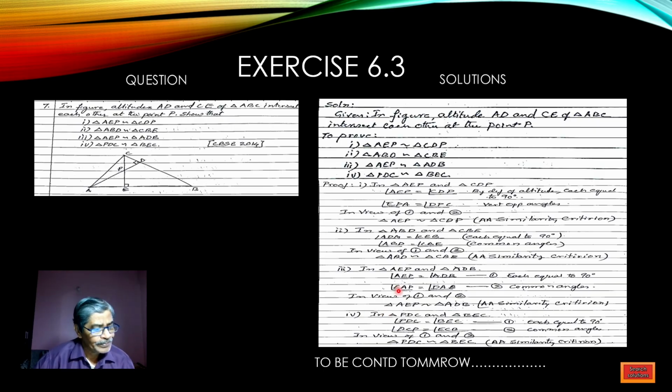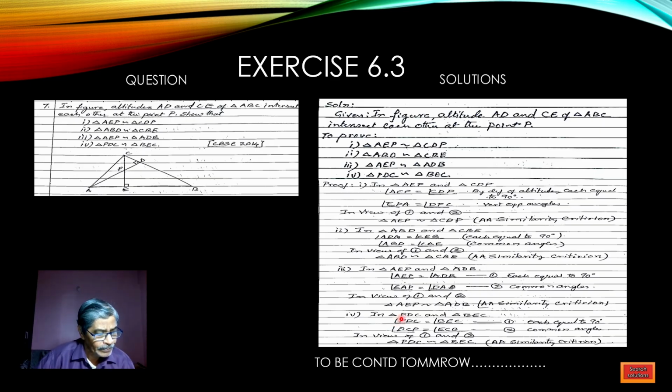And the third one, in triangle AEP and triangle ADB, we see that angle AEP is equal to angle ADB, which is equal to 90 degrees, and angle EAP is equal to angle DAB, which is the common angle. Therefore, from 1 and 2, we can say that triangle AEP is similar to triangle ADB by the AA similarity criterion.